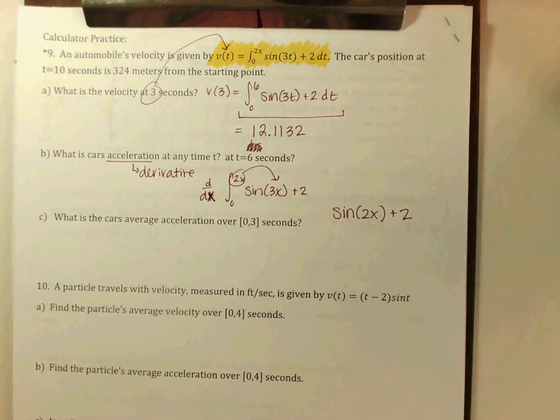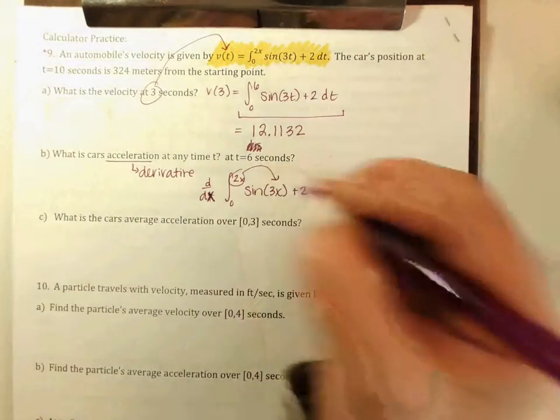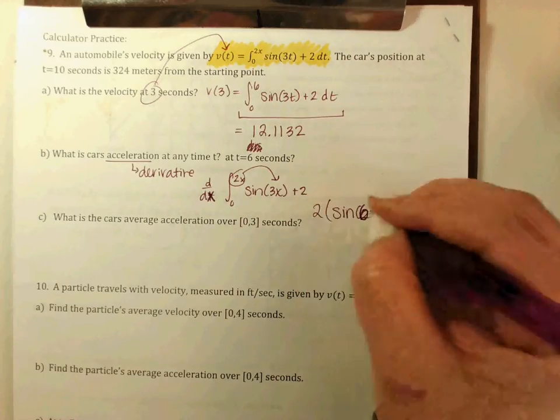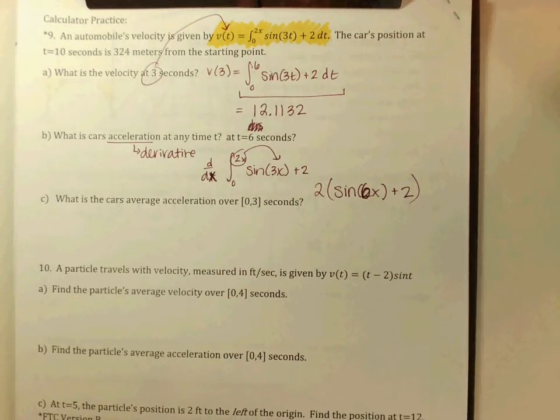Now, is there anything else that we're missing? Oh, oops, it should be a 6x. What else, though? 6x squared or something? Let's see. No, times 2. Chain rule, right? When I take my 2x and I plug it in, and this is a 6x. 2 sine 6x plus 2. Yes.